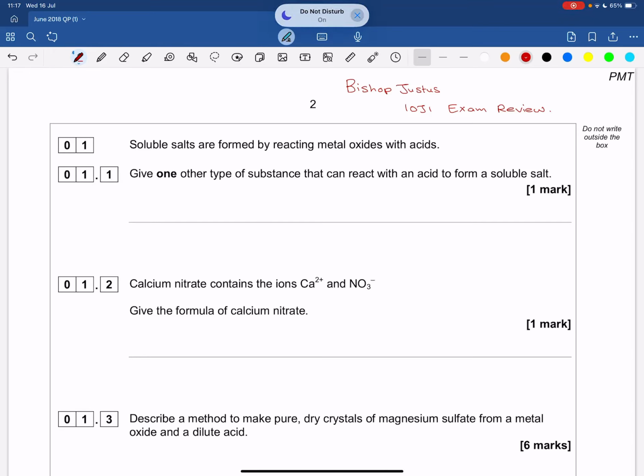So this question, quite a lot of you didn't do well on. First one, give one other type of substance that can react with an acid to form a soluble salt. In order to make a soluble salt, you could have used metals. You could use metal oxides, metal hydroxides, also you could use metal carbonates. Any one of them can result in a metal salt forming.